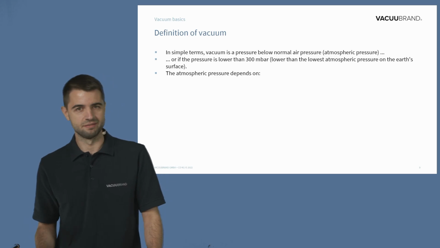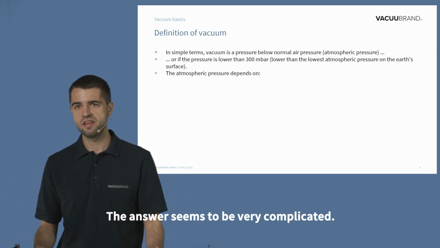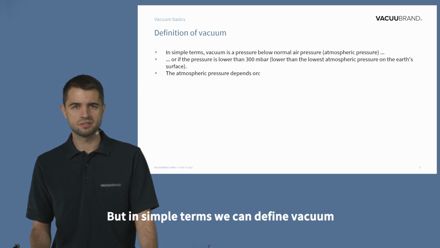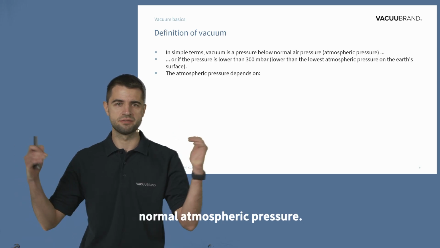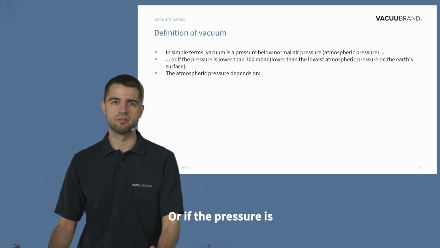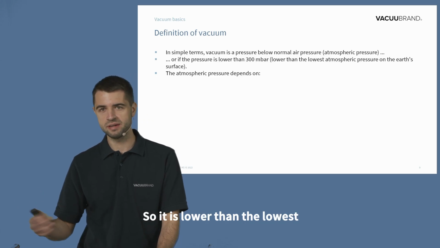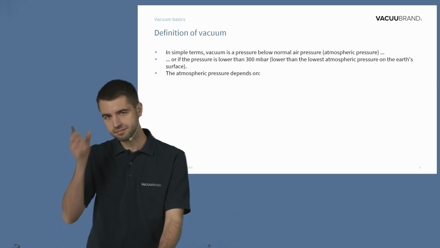Now to the definition. If we ask ourselves the question, what is a vacuum? The answer seems to be very complicated. But in simple terms, we can define vacuum as a pressure below normal atmospheric pressure, or if the pressure is lower than 300 millibars. So it is lower than the lowest atmospheric pressure on the Earth's surface.